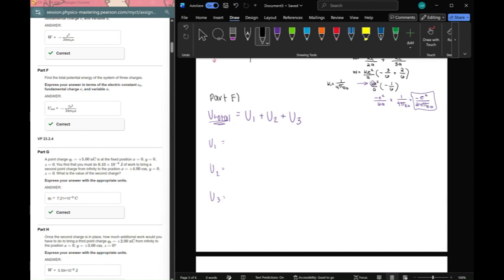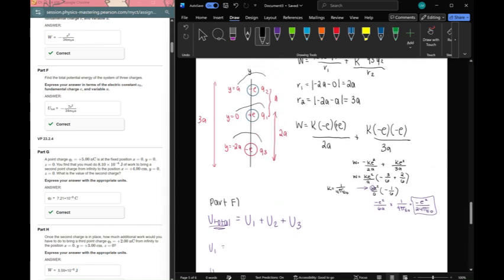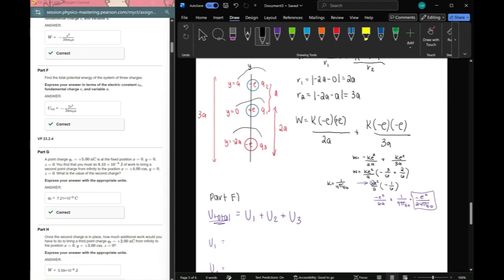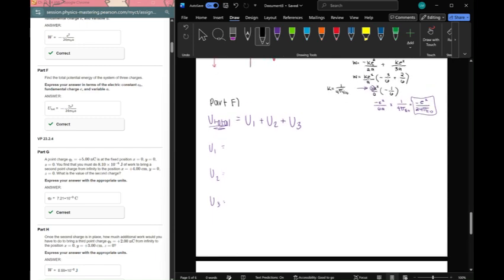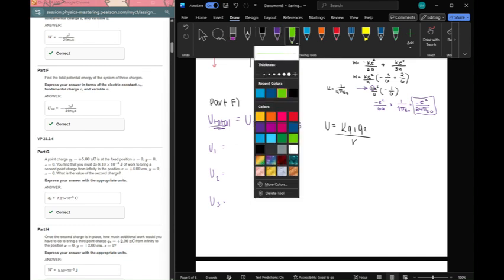The distance between Q1 and Q2 is A, the distance between Q1 and Q3 is 2A, as right here, and the distance between Q2 and Q3 is 3A. So we know that U alone is going to be K times Q1 times Q2 divided by R. That is the equation we're working with. So let's go ahead and form it. Okay, let me just write this down.